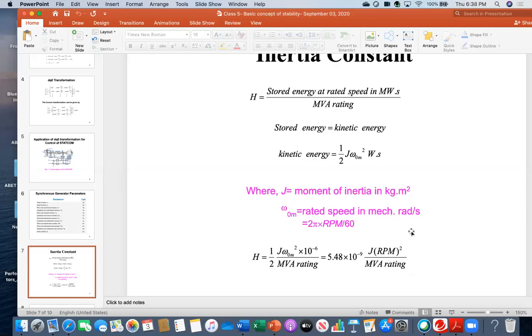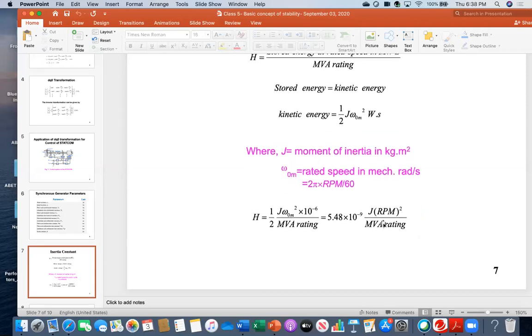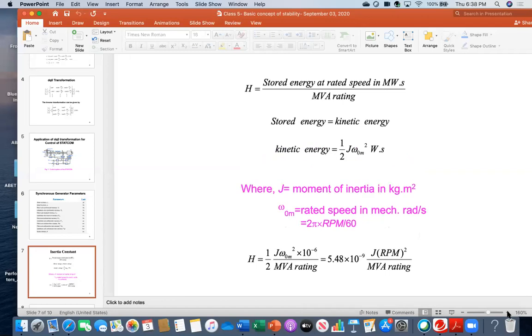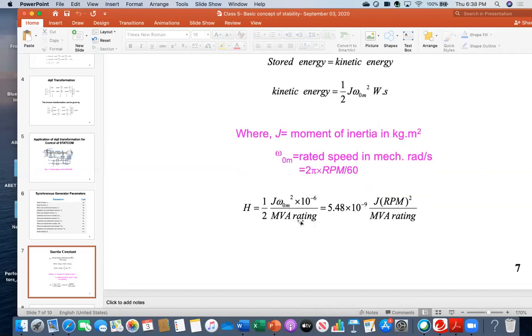Okay. Before going to the next slide, can you please write down this last equation, just the last one: H equals 5.48 times 10 to the power minus 9, J RPM squared over MVA rating. And see the meaning. J is the moment of inertia in kg meter square. RPM is revolutions per minute, which is the generator speed. And the MVA rating is the generator or machine rating.